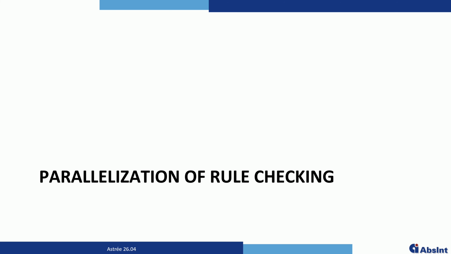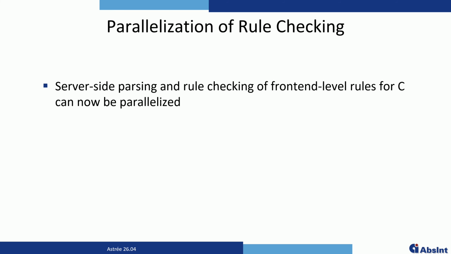With Astrée and RuleChecker 2604, the server-side parsing and rule checking of front-end level rules for C can now be parallelized. This means distributed over multiple threads of execution. With this method, a faster analysis can be achieved. There are multiple ways to configure the level of parallelization. One is to use the server controller.